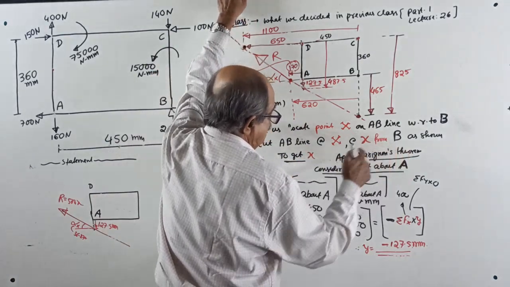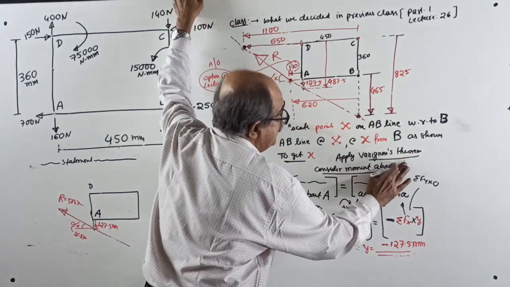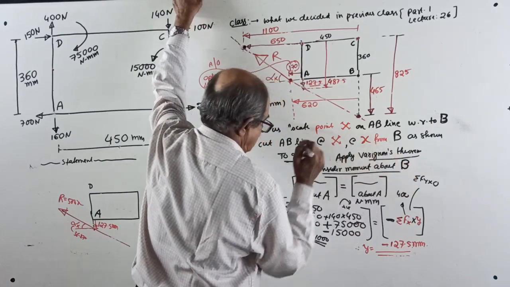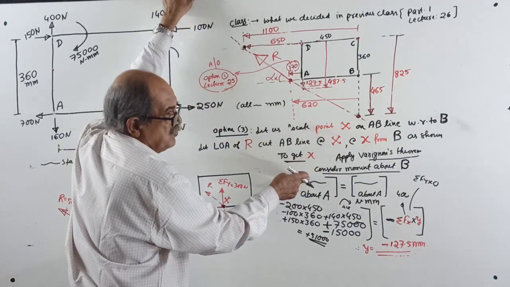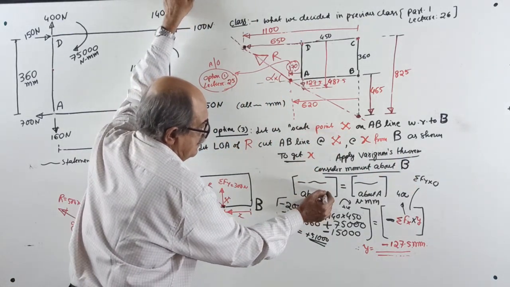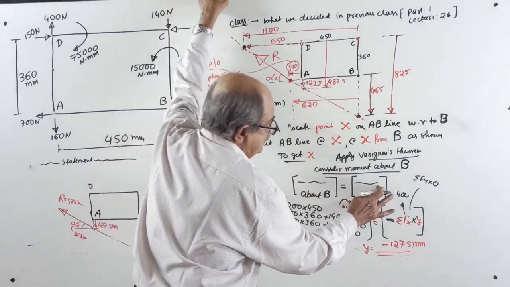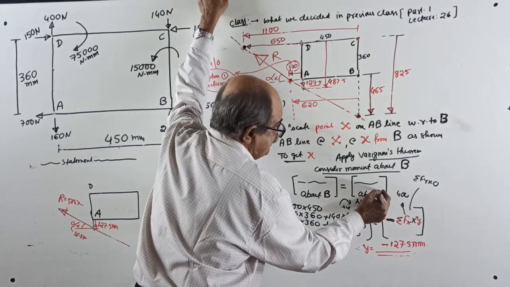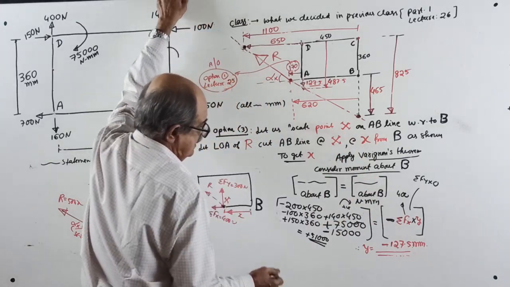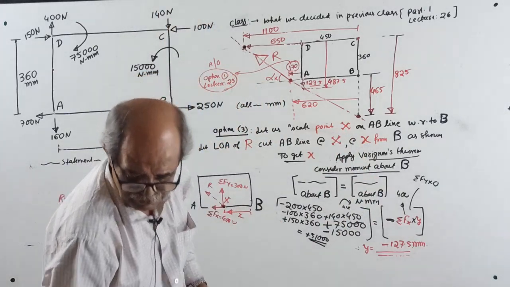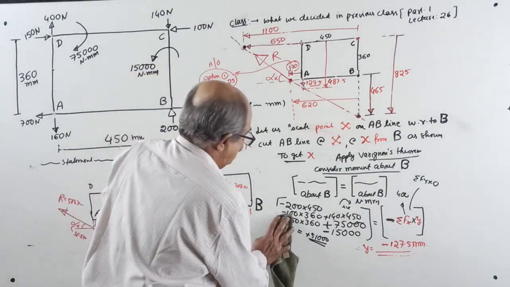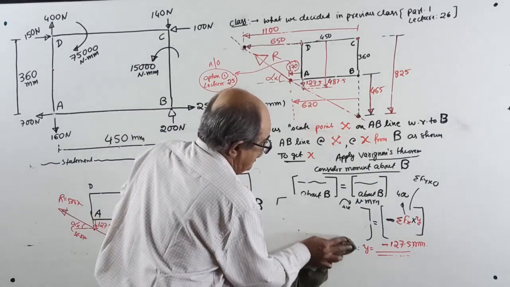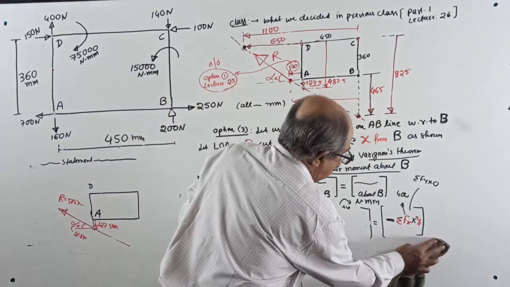Apply Varignon's theorem. Now you should take moment about B. The algebraic sum of moment of the given force system about B equals the moment of the resultant about the same point. Actually, I should not tell moment about B, I will write it and explain. Anyway, I will write X will go. Sigma Fx.